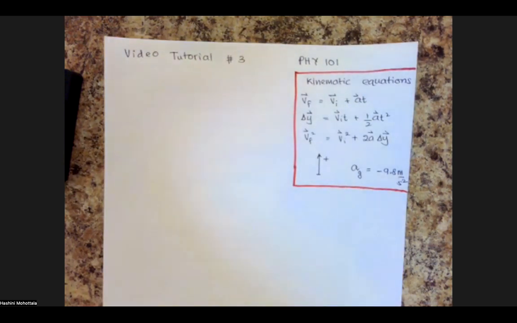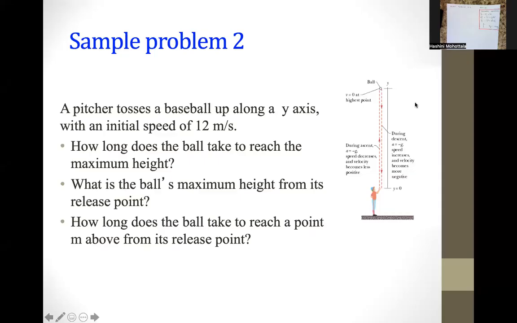So I'm going to directly discuss a problem, and this problem can be found under week number 2, the second PowerPoint presentation, and we actually started doing the problems there, but we didn't really get much time to discuss many. To help you guys with homework number 2, I decided to discuss this one problem. Now let's read this. A pitcher tosses a baseball up along a y-axis, and the initial speed of the ball is 12 meters per second.